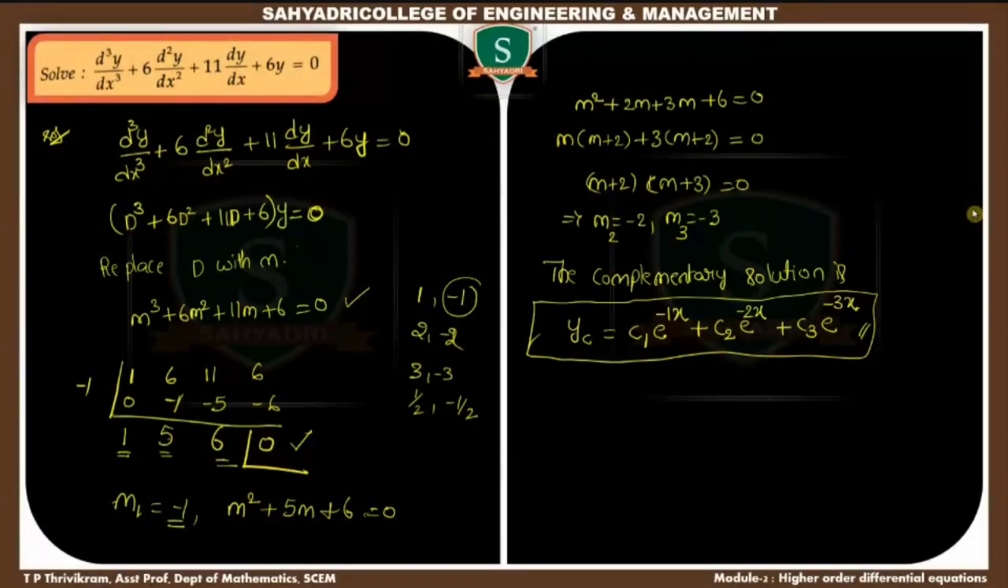These are all distinct roots. That's why we have to write the sum of all these roots.